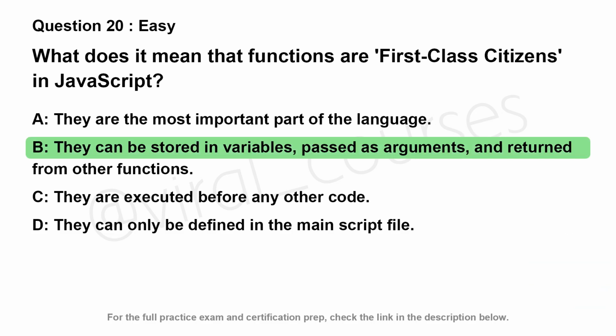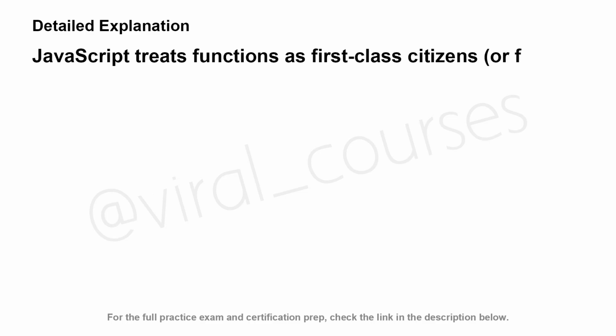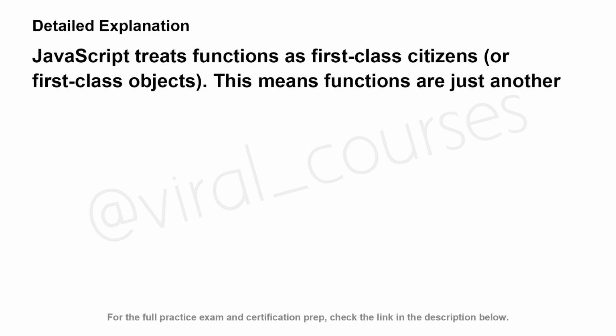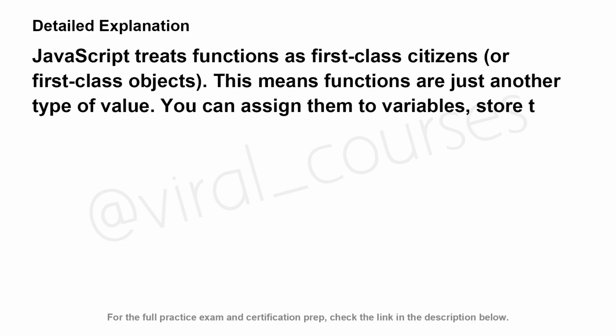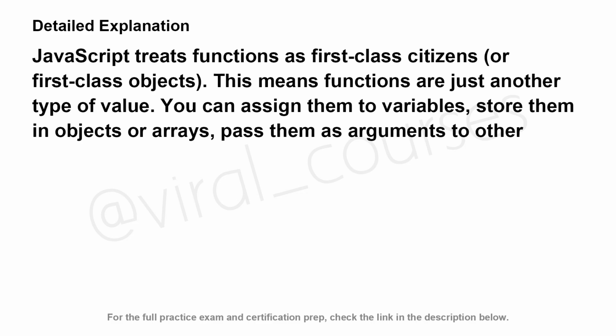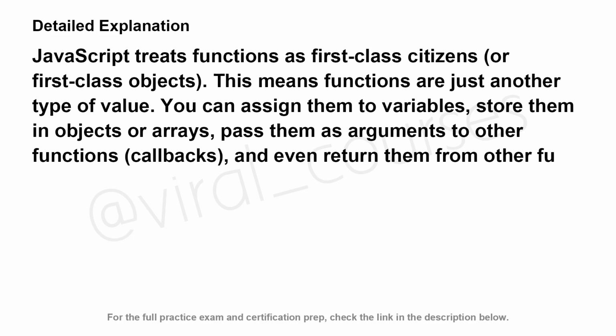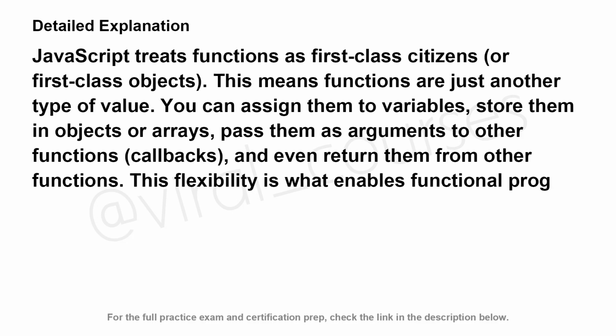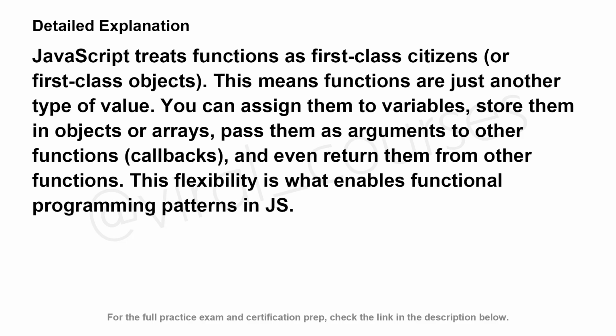The correct answer is B. JavaScript treats functions as first-class citizens, or first-class objects. This means functions are just another type of value. You can assign them to variables, store them in objects or arrays, pass them as arguments to other functions, callbacks, and even return them from other functions. This flexibility is what enables functional programming patterns in JS.